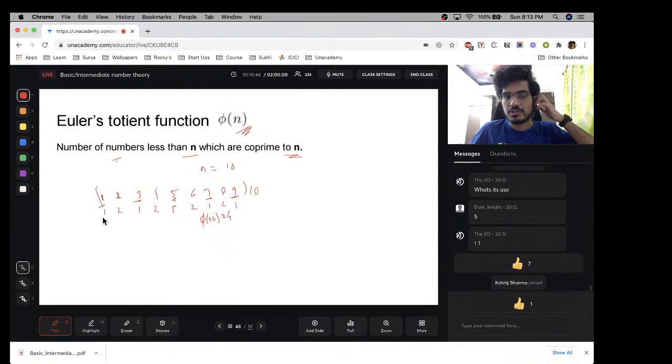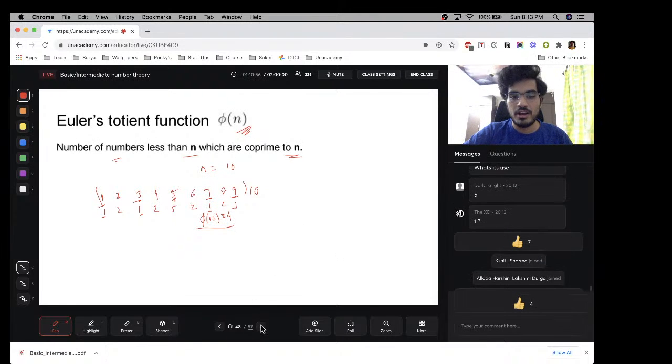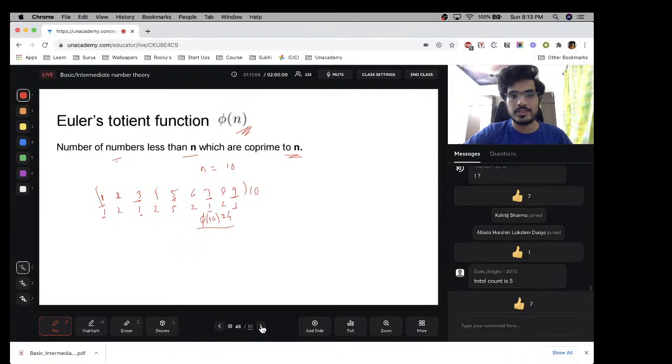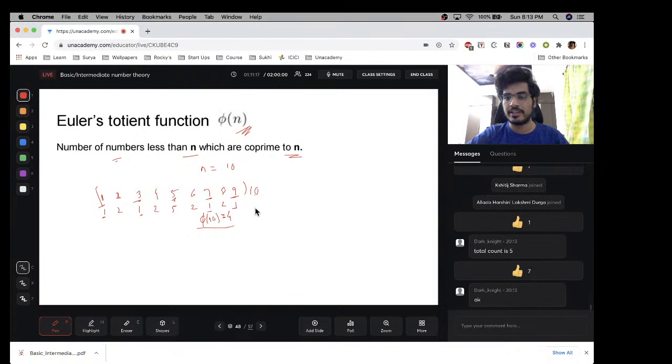So all the numbers where GCD was 1, the count of those numbers is called Euler totient function, phi of n. So let's go further. Total count is 5. How is it 5? Oh, no, 1, 3, 7, 9, right? Only 4 numbers. Total count is 4. 1, 3, 7, and 9.